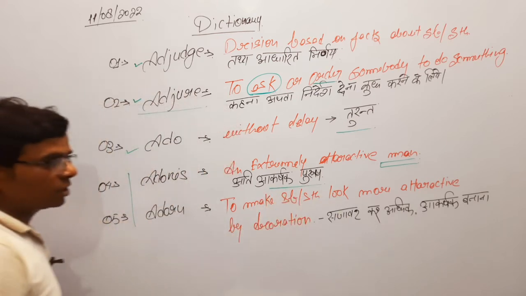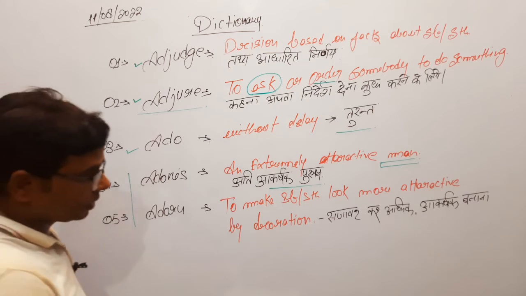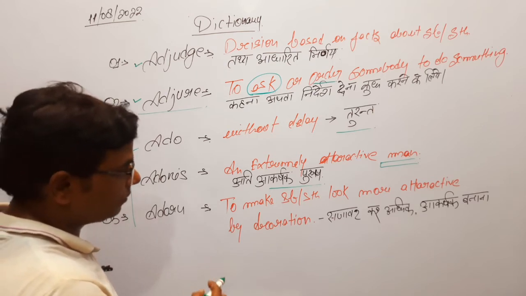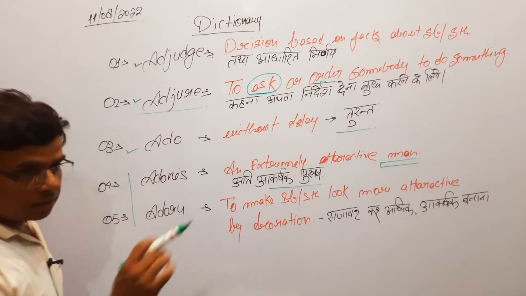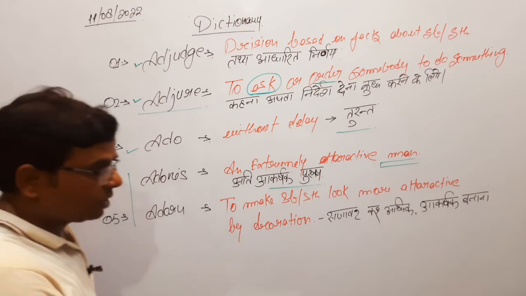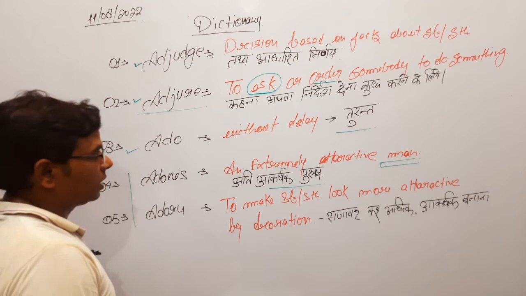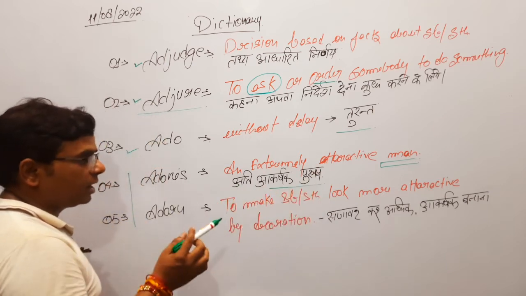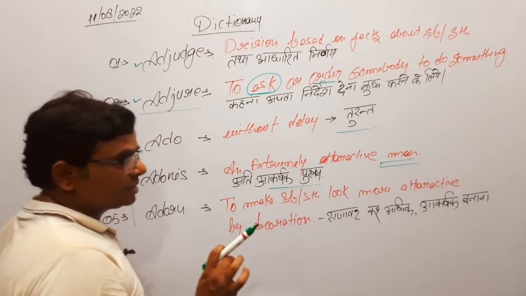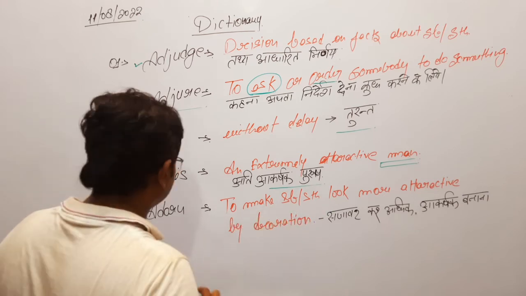Purush kiske liye akarshak hai? Mahila ke liye? Samanya roop se. Lekin koi pita bhi apne putra ke liye keh sakta hai. Koi bandhu bandhav bhi apne kisi vyakti ke liye keh sakta hai. An extremely attractive man. Lekin jab wo keh raha hai, that means he is addressing a male.